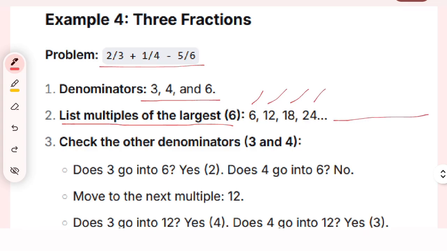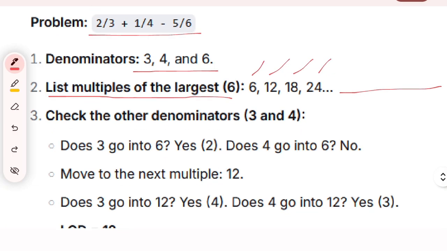Then we go to the smaller denominators 3 and 4, and ask ourselves, does 3 go into 6? Let's start with 6. Does 3 go into 6? The answer is yes. What about 4? Does 4 go into 6? The answer is no. Therefore, 6 is not the LCD of 3, 4, and 6.